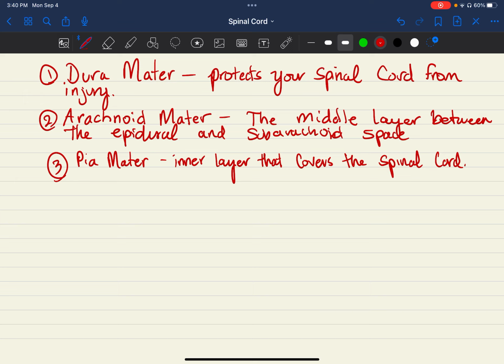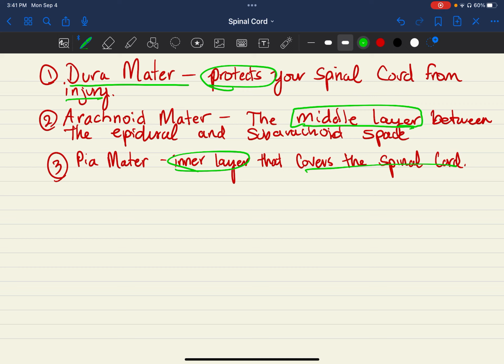And you're probably asking yourself, why did I put it in this order? Well, I wanted you guys to understand that the arachnoid mater is the middle layer. Okay. Then we have the dura mater, which, these are the layers of the spinal cord. This protects, please make note, protects the spinal cord from injury. Okay. Then we have the arachnoid, which is the middle layer of the epidural and the subarachnoid space. And then we have last the pia mater, which is the inner layer that covers the spinal cord.